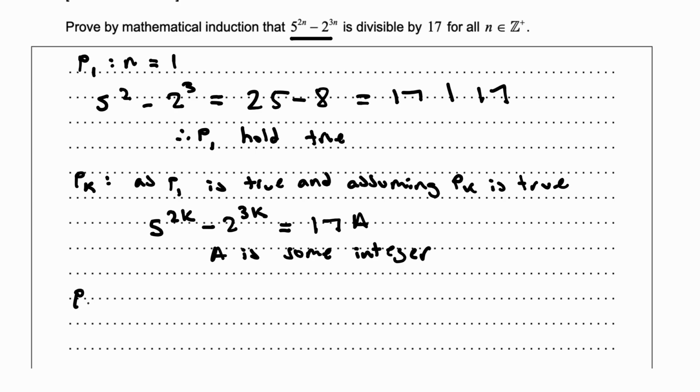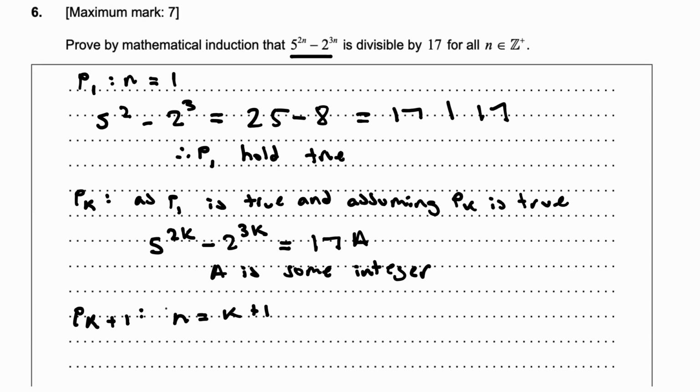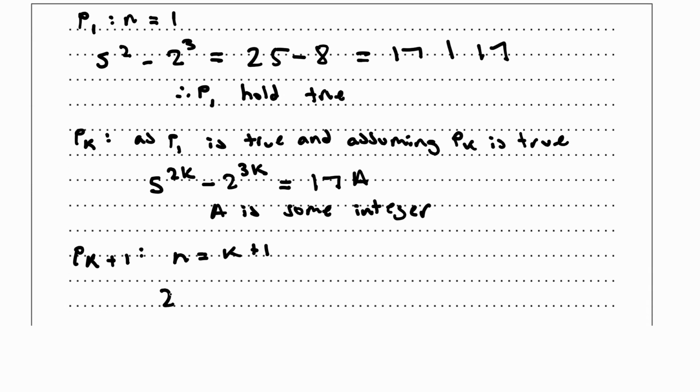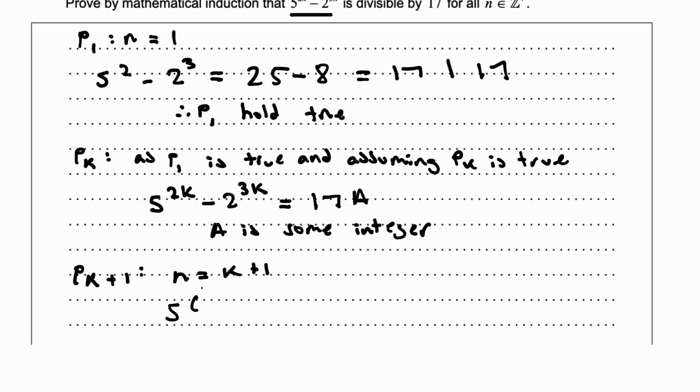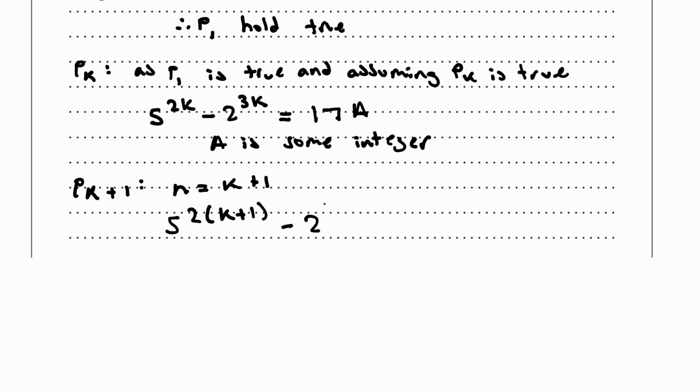Now let's go to our final part, P(k+1), the most difficult part of a proof. So how do I do this? First, I need to substitute k plus 1 wherever there is n. So n is equal to k plus 1. So let's do this: 5 to the power of 2 into k plus 1, minus 2 to the power of 3 into k plus 1. And that's equal to something.